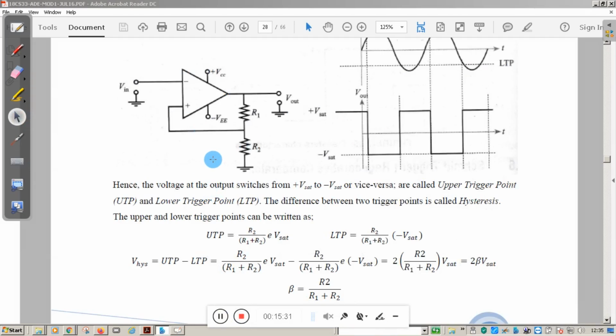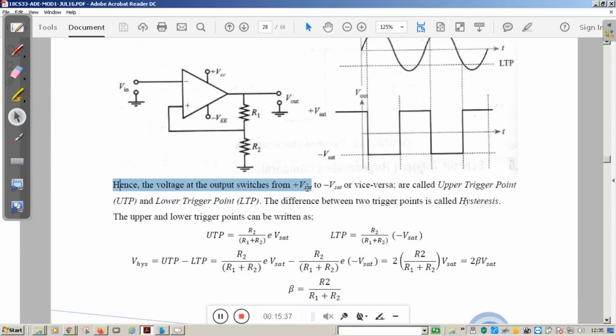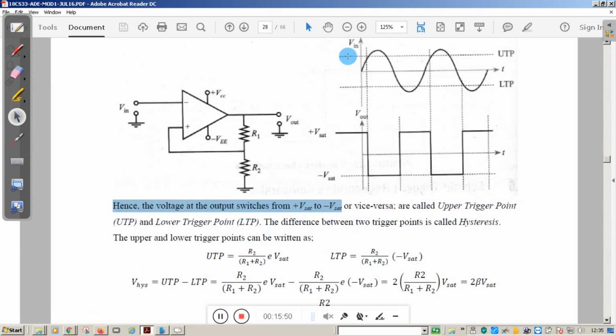Here we need to find out two threshold points. The output voltage changes from minus VSAT to plus VSAT and vice versa. These two points are called the upper trigger point and the lower trigger point. Here you can see this is the upper trigger point, and this is the lower trigger point. At these points the output changes either from plus VSAT to minus VSAT or from minus VSAT to plus VSAT.